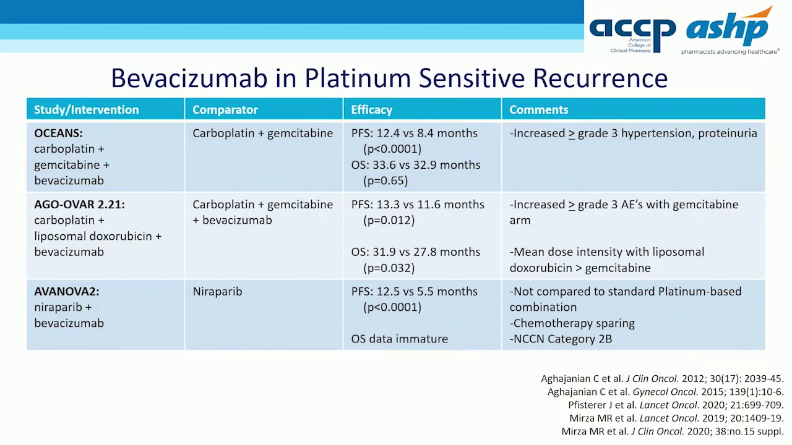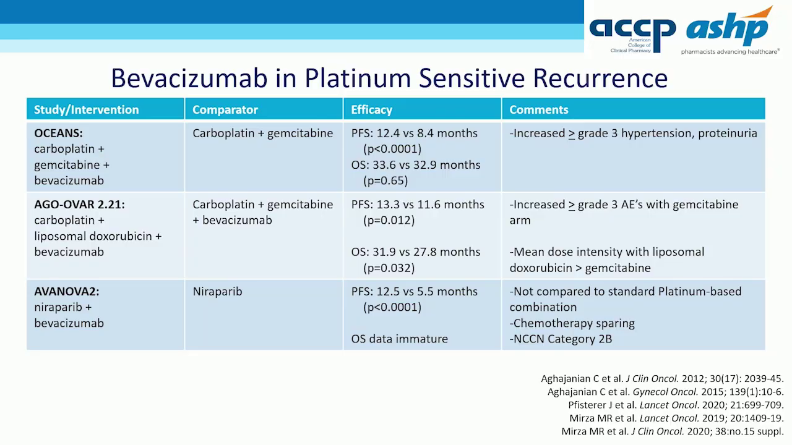Moving into bevacizumab and the platinum-sensitive recurrence, so we have several trials. OCEANS was carboplatin and gemcitabine plus bevacizumab compared to carboplatin and gemcitabine. What we see here is an improvement in progression-free survival, but again, no improvement in overall survival, with an increase in the grade 3 toxicities such as hypertension and proteinuria, which is as expected, as those are specifically toxicities that we see with bevacizumab.